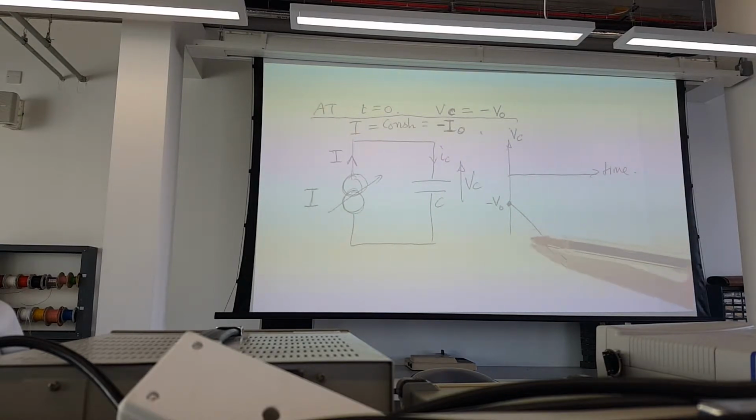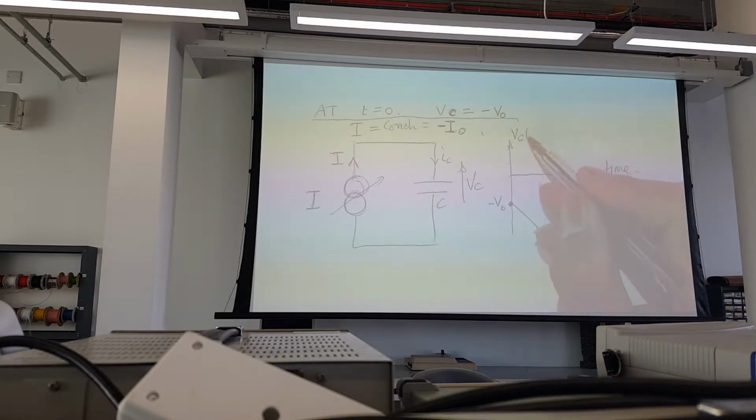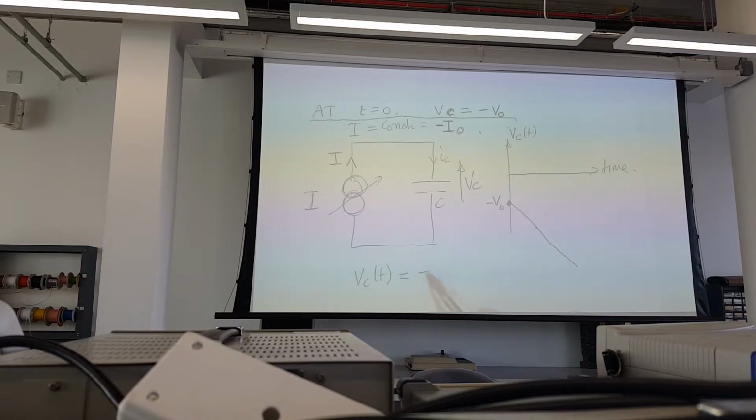Let me ask you a question. What's the equation of VC here? What's the equation of this line here? Well, you're going to write, this is VC as a function of time, that's time. So you're going to write something like VC as a function of time equals something. What would we have here? Minus V naught. Yeah, minus V naught. Go on. Minus I naught over C times t together. That's it. Well done.